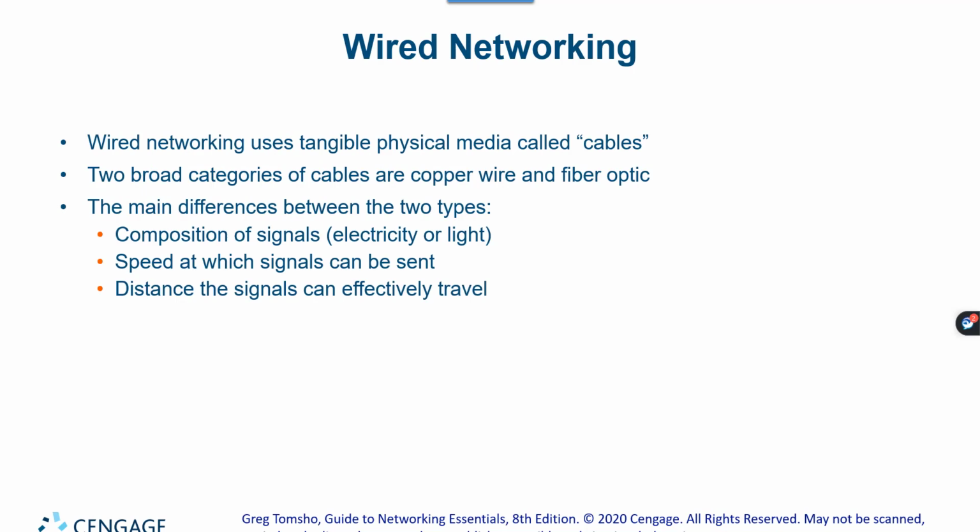Wired networking uses tangible, physical media called cables. So when we talk about wired media, you're actually going to be able to see the media. Right? They're tangible, they're physical. Whereas in wireless networking, we can't see the radio waves that are sent back and forth from the access point to the stations.